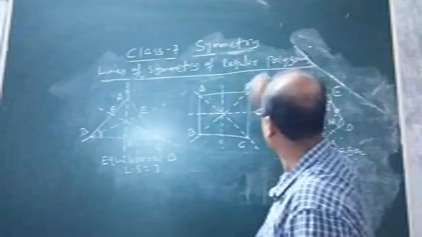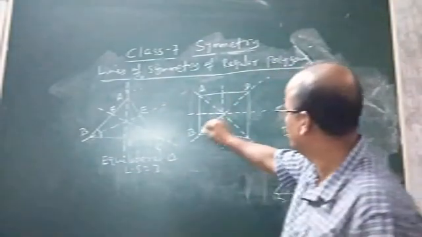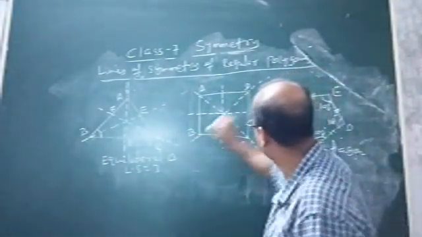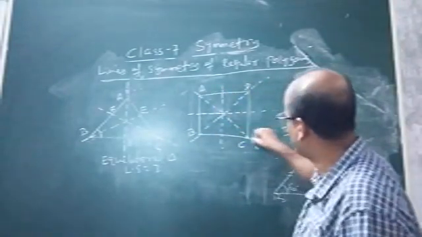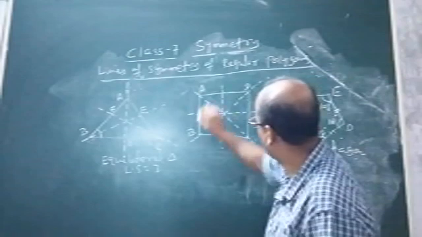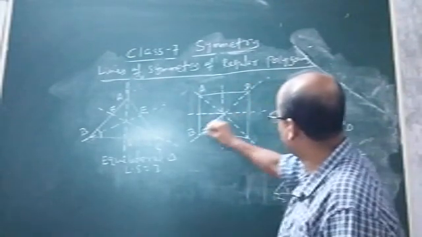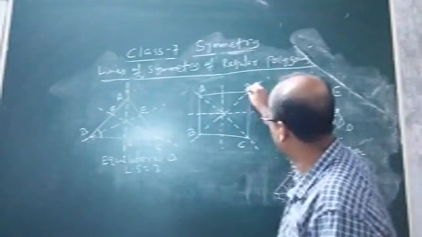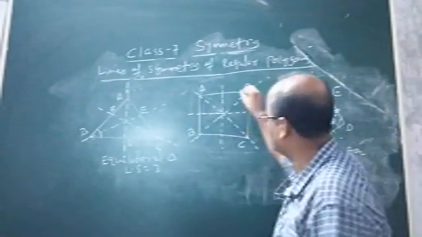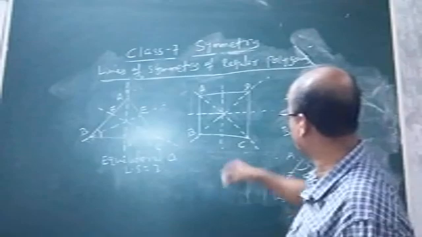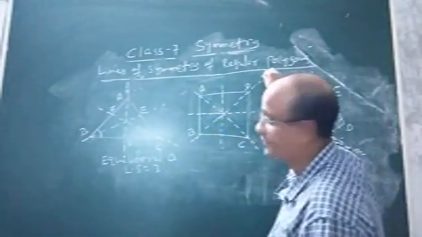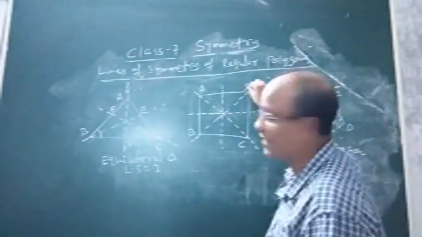Now look at the line of symmetry. Look at this diagonal. See, suppose BD is one diagonal, you draw AC as another diagonal. About BD you fold triangle ABD, and about BD you fold triangle BCD. You will find that triangles ABD and BCD will definitely coincide with one another. So we can say this diagonal BD is one line of symmetry.